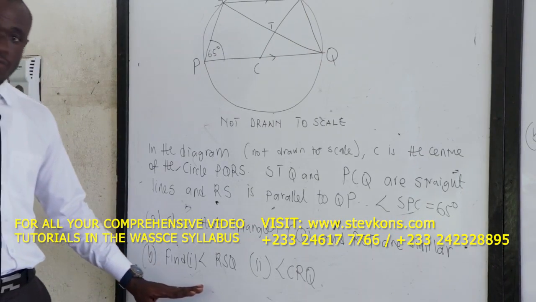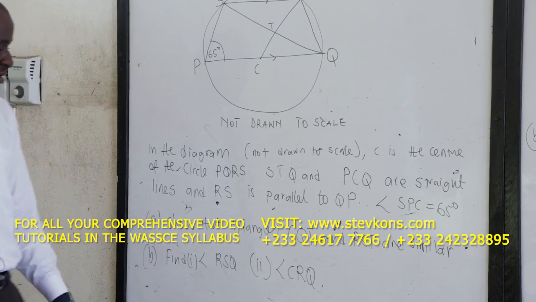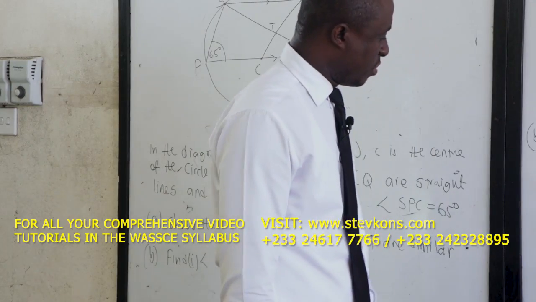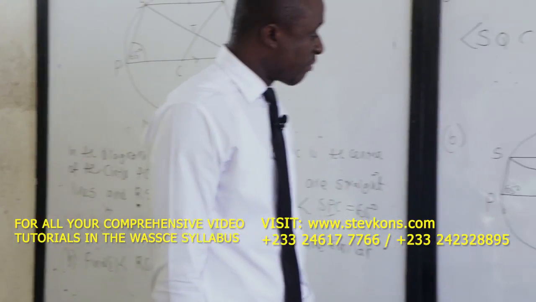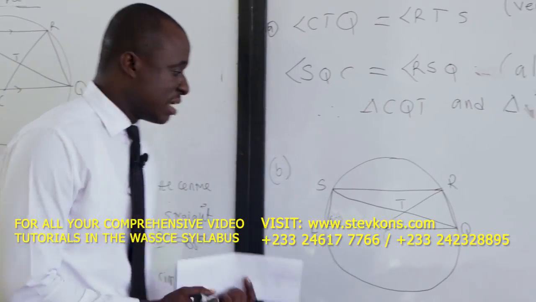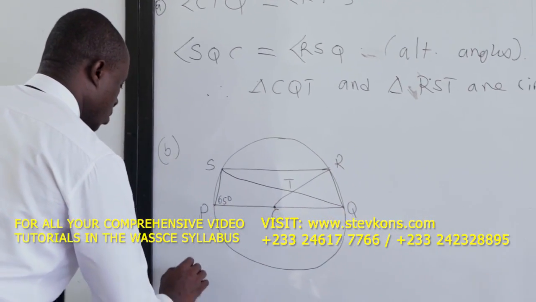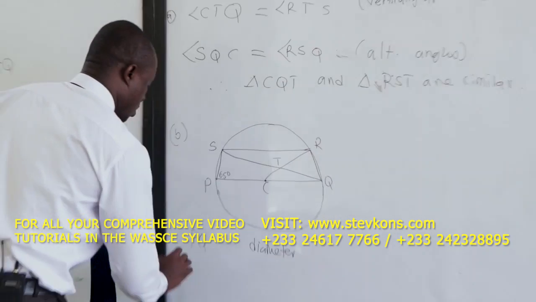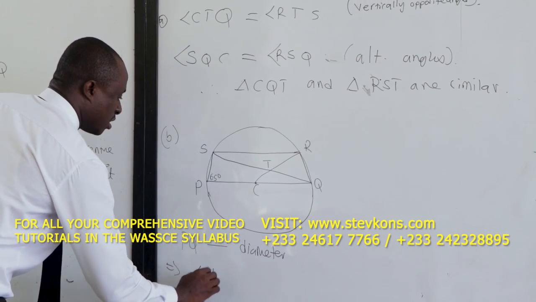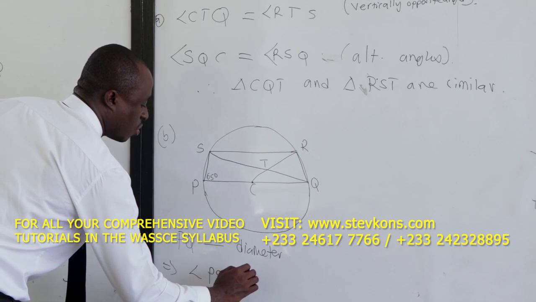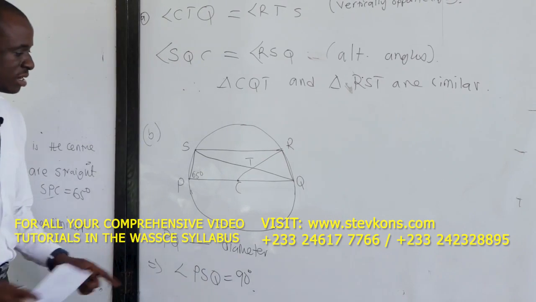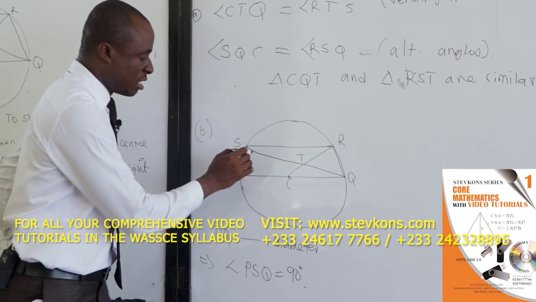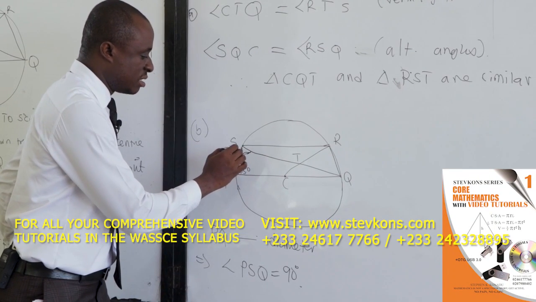Now the B is saying that we should find RSQ. That is what the B is saying, find RSQ. Now, we have been told that C is the center. And because C is the center, what can we see? PQ is a diameter. And this implies that angle PSQ is equal to 90 degrees. The angle a diameter subtends at the circumference is 90 degrees. So the angle over here is 90 degrees.